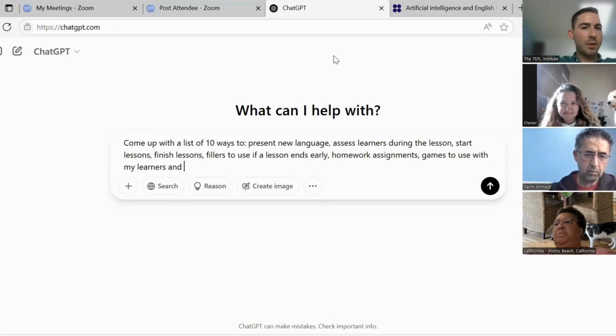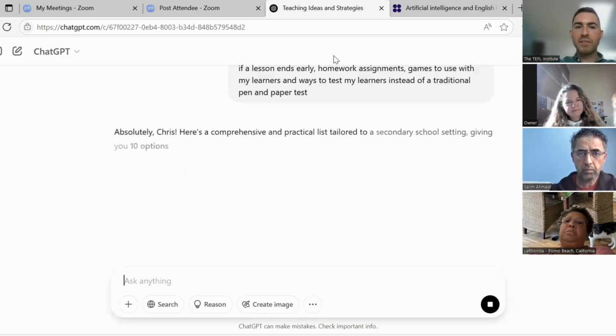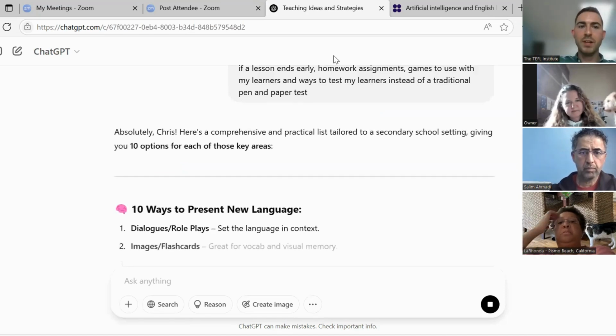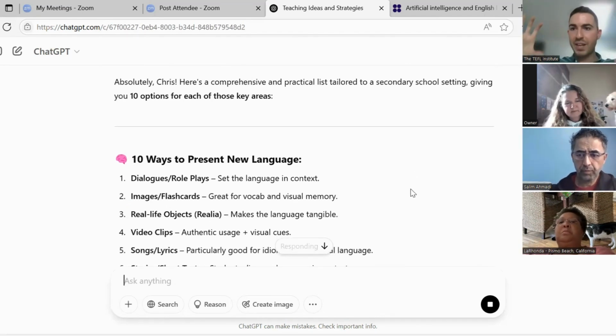And if we put in something like ways to test my learners instead of a traditional pen and paper test. So I had to think about, okay, I want ideas in all of these different areas of teaching. If we put it in, what I've actually done is I read through all of them. I looked at the ones I liked. I asked it to change some of them. And then I've made a big planning poster that I stuck to the wall in my classroom.